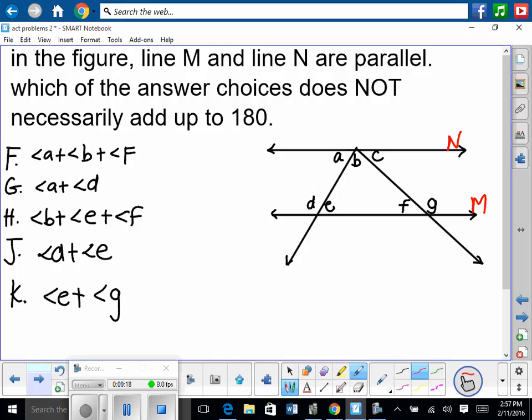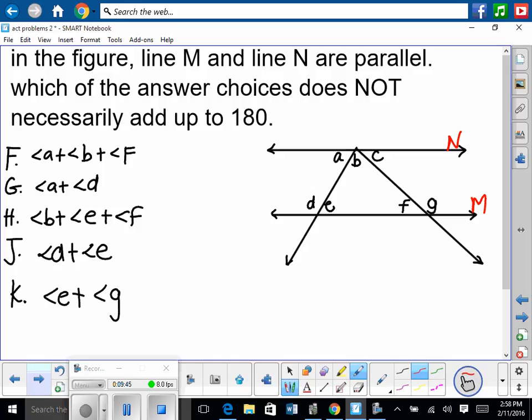First of all, I'm going to do this one by the process of elimination. Does angle A, angle B, and angle F add up to 180 degrees? Do I know for sure? Let's look at this first one: angle A plus angle B plus angle F. What you're going to have to know is... Okay, I'm going to come back to that one.